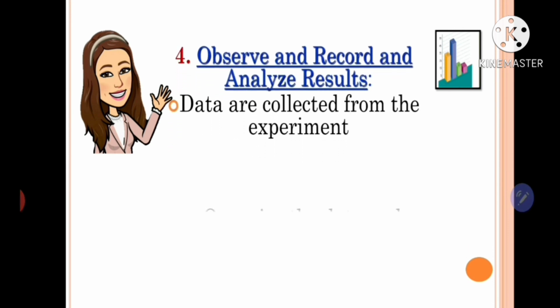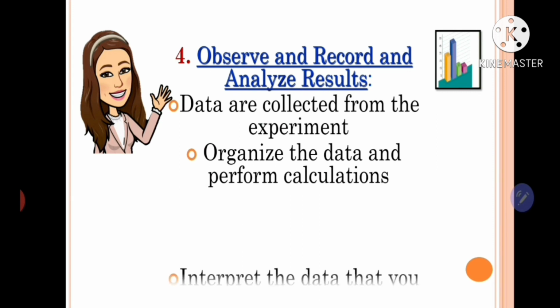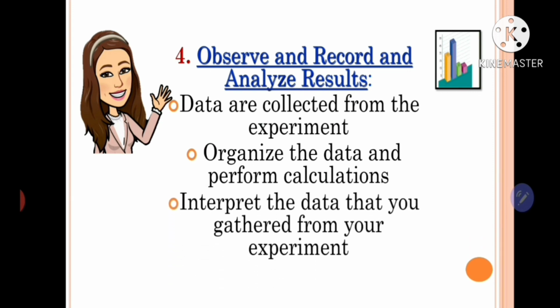So we're now on the fourth step of the scientific method, which is to observe, record, and analyze data. Once you're done with your experiment, or if your experiment is complete, you may now collect your measurements, collect your data and form calculations, and you have to interpret whether this data supported your hypothesis.